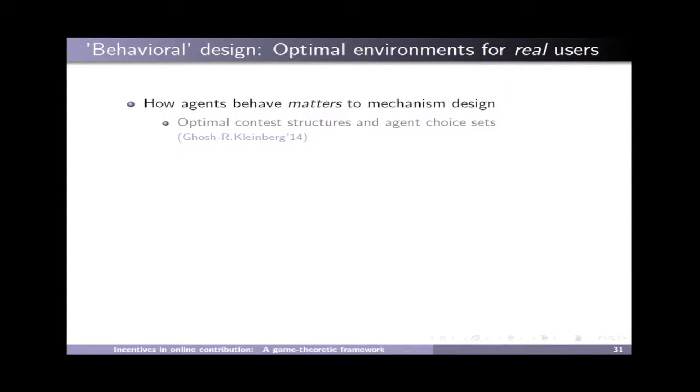So whether users are strategizing over effort or not does make a difference to how you should be designing the environment, because the optimal contest does look different depending on whether users are only making participation choices or whether they're making effort choices. And so I really like to think about this as behavioral design, which is sort of an interconnected family of research questions.